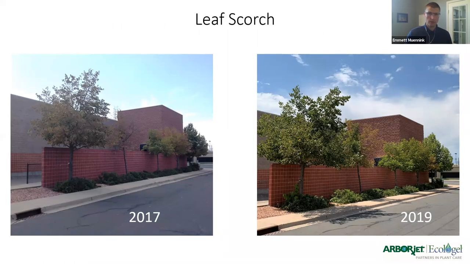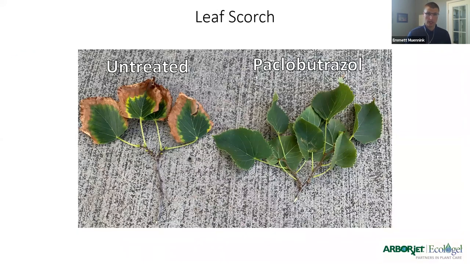Here are some examples of using paclobutrazol for drought stress. Here's a photo taken in Colorado. This is 2017, and the trees were untreated. You can see the leaf scorch symptoms on all the trees down that row. A colleague came in and treated every other tree with paclobutrazol. It may be difficult to see, but the ones that were treated have green foliage and the ones that weren't treated have scorched foliage. Here's a close-up look at that. The other thing about paclobutrazol is that it lasts for 3 years in most areas, so it's a long-term management option for drought stress.